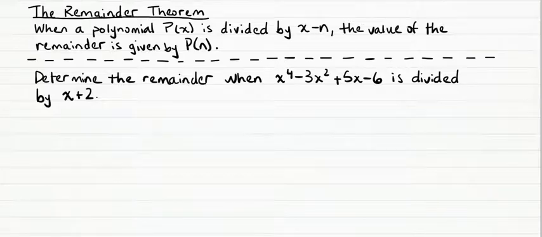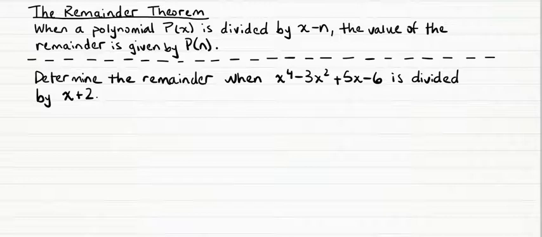Hello, this video is going to introduce you to the remainder theorem. The remainder theorem states that when a polynomial p of x is divided by a linear divisor x minus n, then the value of the remainder is given by p of n. So we take this value of n, substitute it into the function, and whatever value we get is the remainder when that division is done.